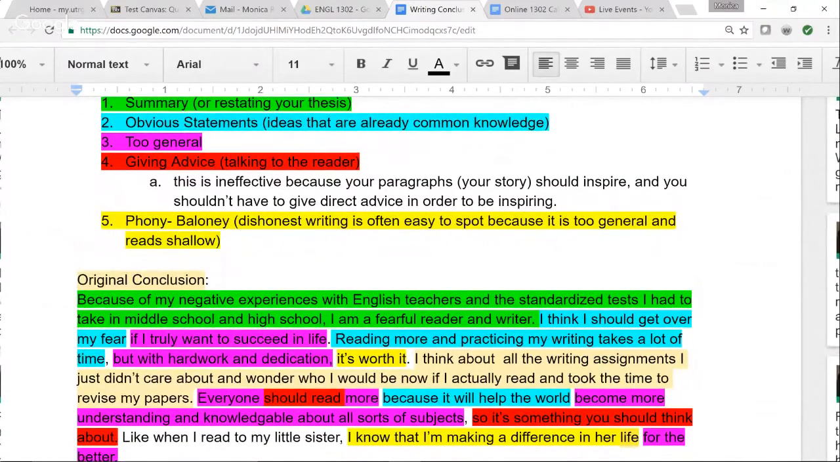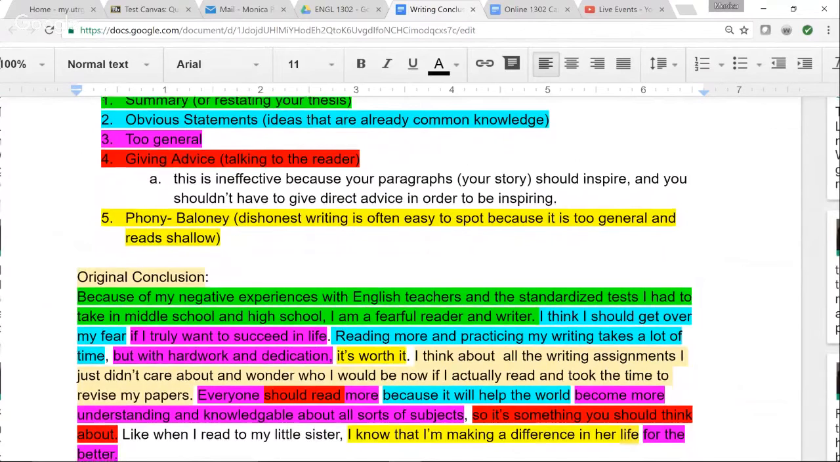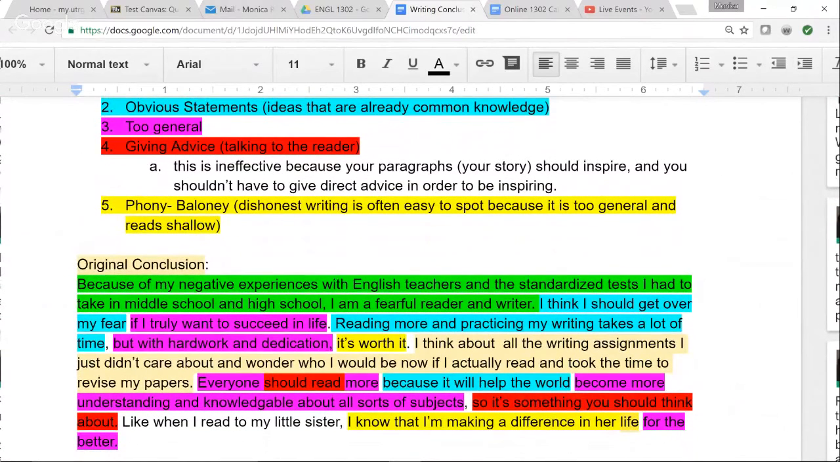The next one is in blue, and that's an obvious statement. I think I should get over my fear. Well, that's pretty obvious to the reader. If I truly want to succeed in life, that part in purple is too general. What does it mean that they want to truly succeed in life? The next part is another obvious statement. Reading more and practicing my writing takes a lot of time.